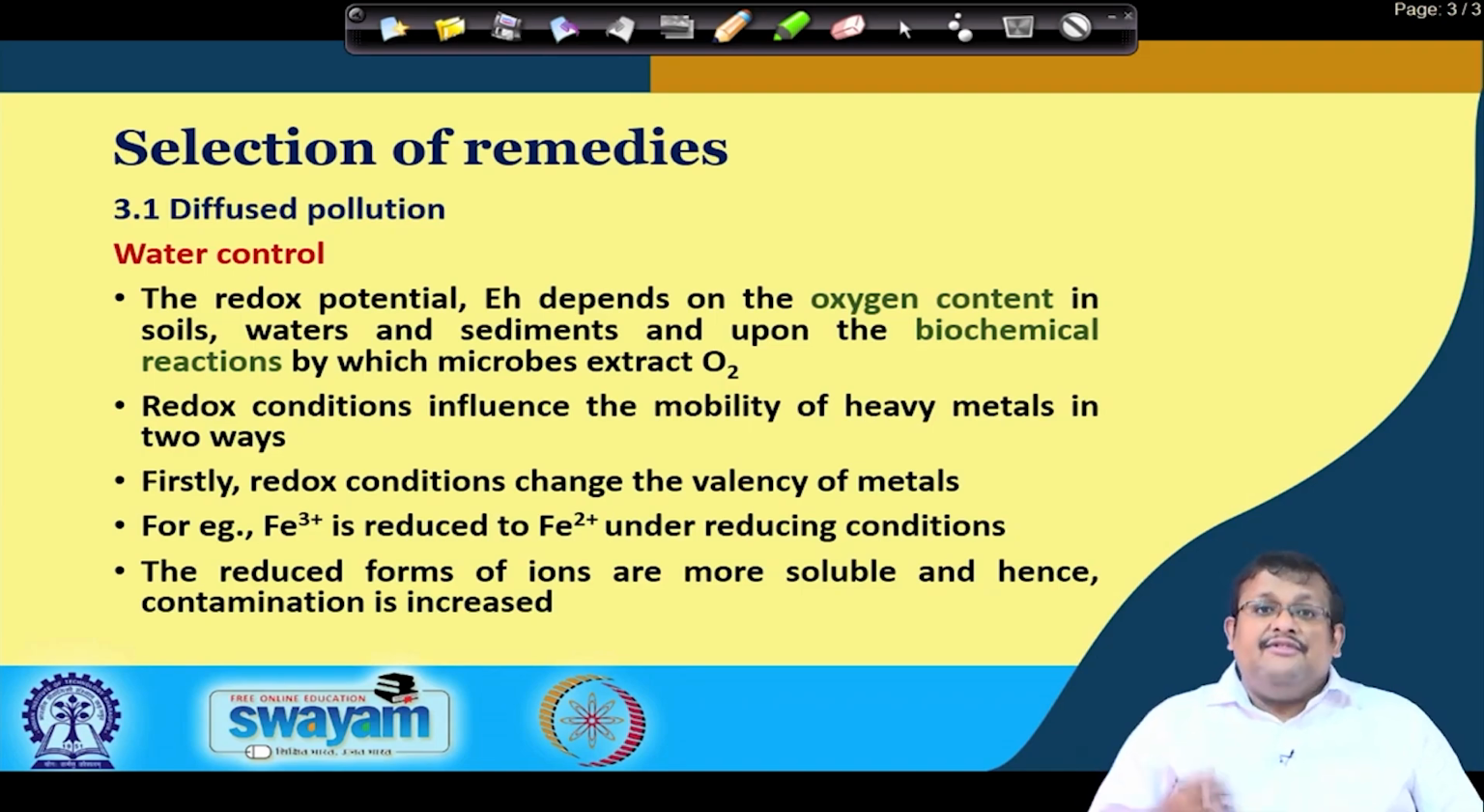For example, Fe3+ is reduced to Fe2+ under reducing condition, and thereby their solubility increases, and the reduced form ions are more soluble, and hence contamination is increased. So, that is why changing redox condition can increase the solubility and thereby change the contamination.